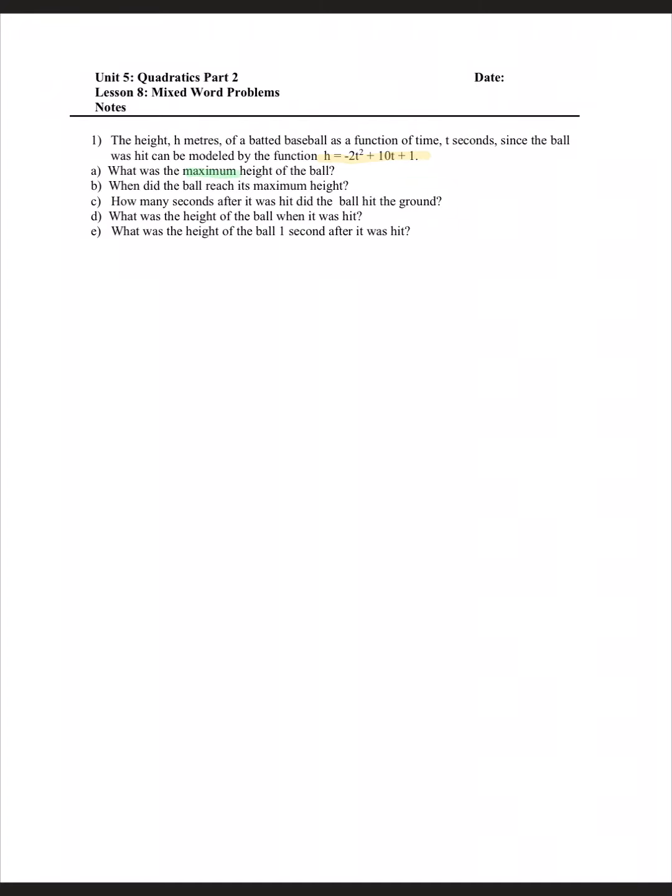So whenever we see maximum or minimum, we should be thinking about finding the vertex. Well, if we're finding the vertex, we're in standard form right now. We need to get to vertex form. So we're going to do that by completing the square. Okay, let's take a look at A and B, and then we'll come back to C.